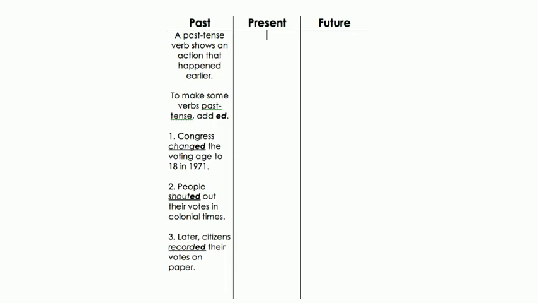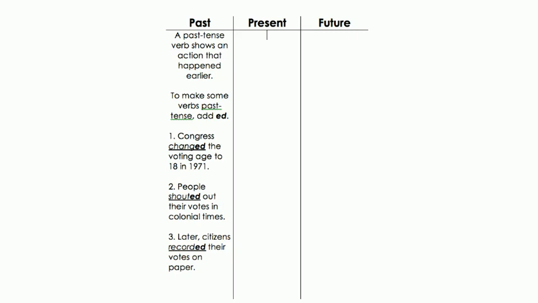First, what I want you to do is get out your learning journal and turn to the next blank page. In your learning journal, create a T-chart that has 3 columns. At the top of each column, write past, present, future. If you need to pause the video to do that, you can do that. When you're ready, go ahead and hit play.